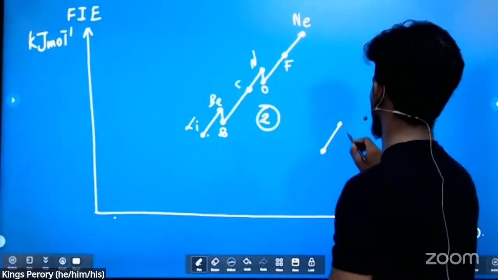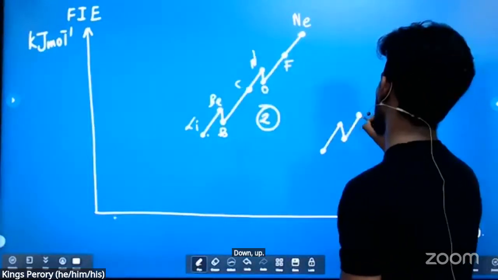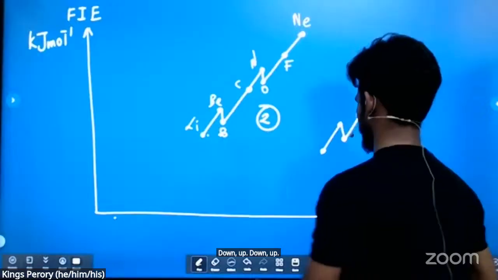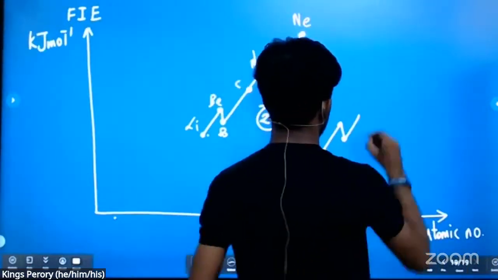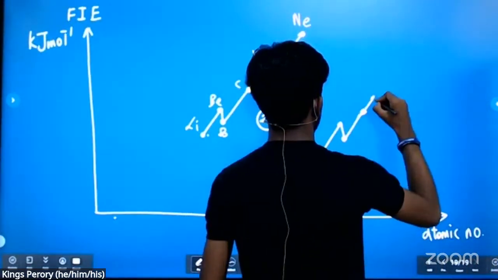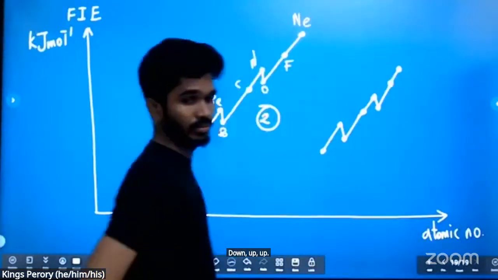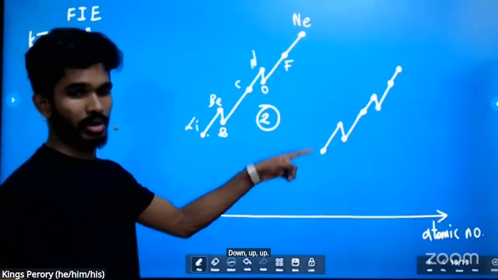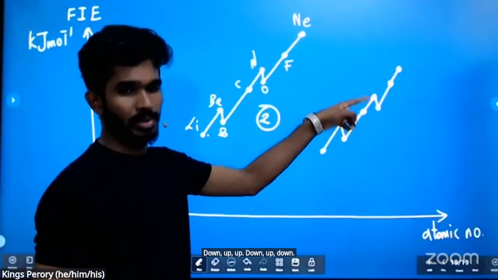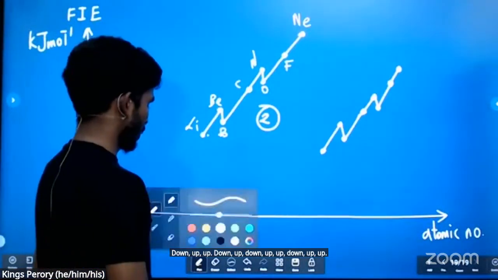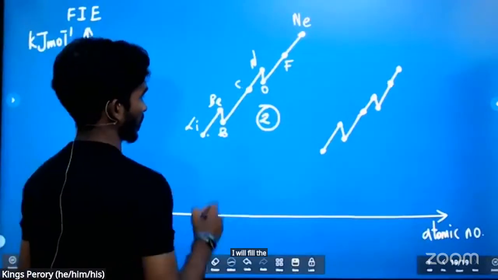Down, up. Down, up, up. See, down, up, down, up, up, down, up, up. Now we'll fill in the elements. This is the third period.